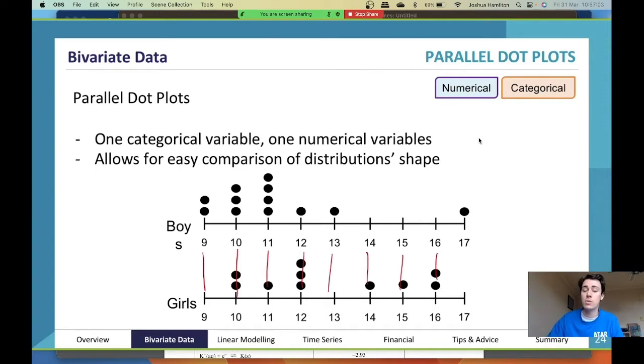A dot here could refer to 5, could refer to 5 boys and 5 girls, could also be just 1. We haven't been told that. So again, we need a key for this, really important, and we need a name to give context to what is going on. Because we haven't been given context, and without the context, we don't know what's going on. So that's parallel box plots for you.